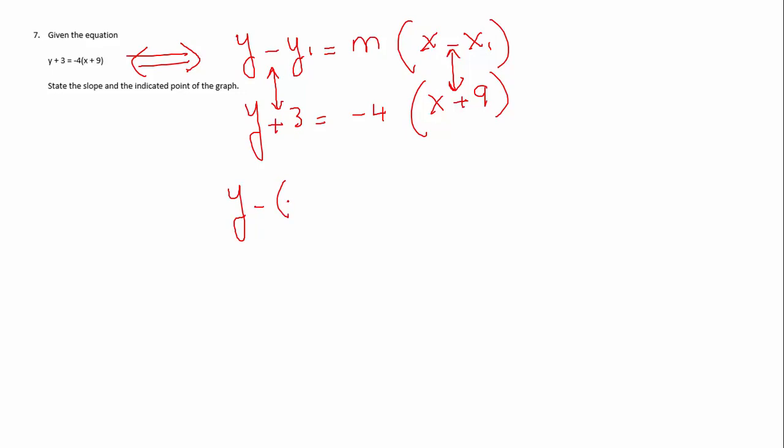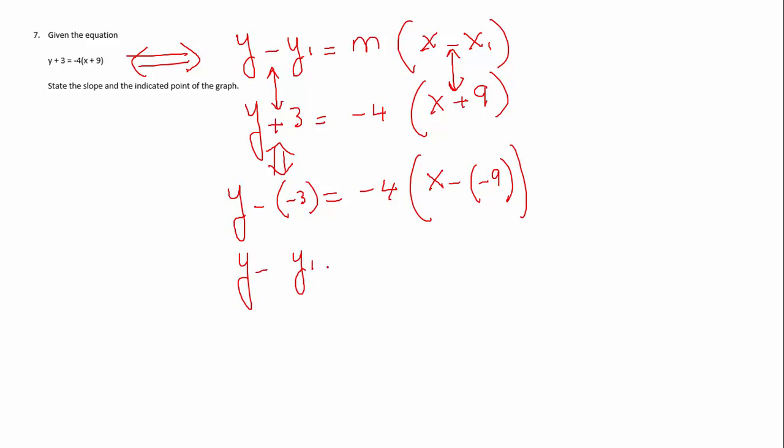y minus negative 3. Notice that a minus minus is positive, so I haven't changed anything. These are exactly the same. y plus 3 is the same as y minus negative 3. I do the same for this one, x minus negative 9. I haven't changed anything because negative negative is positive. But now I can compare with the general equation, y minus y1 equals negative 4 times x minus x1. And what is first the slope? This should be m here. So the slope is negative 4.